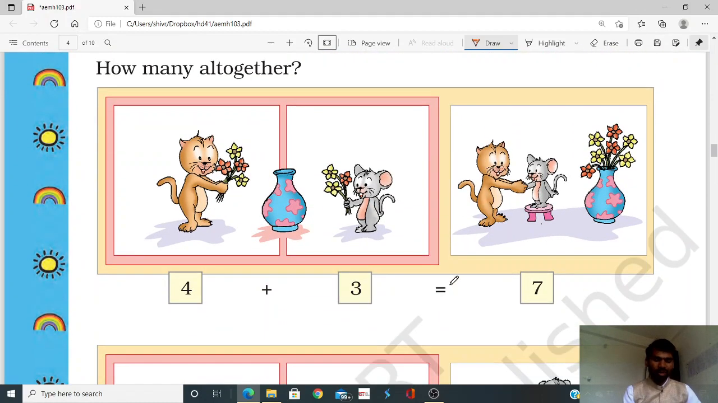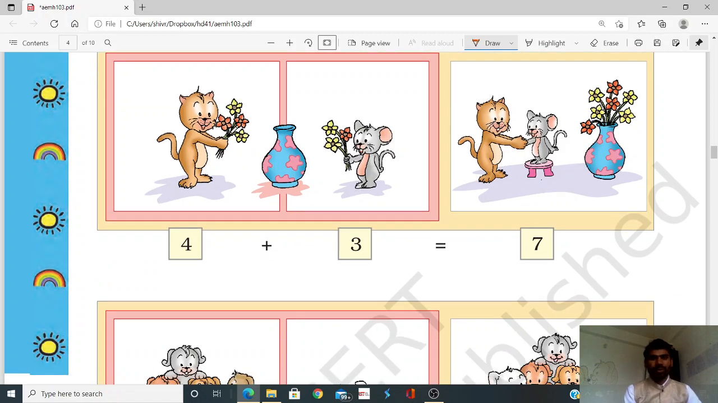how many altogether? We have to make addition of flowers. Here you can see a cat. Here are 4 flowers in the hand of the cat, and here you can see a rat, 3 flowers in the hand of the rat. Altogether there are 7. Okay, 7 flowers. 4 plus 3 is equal to 7.